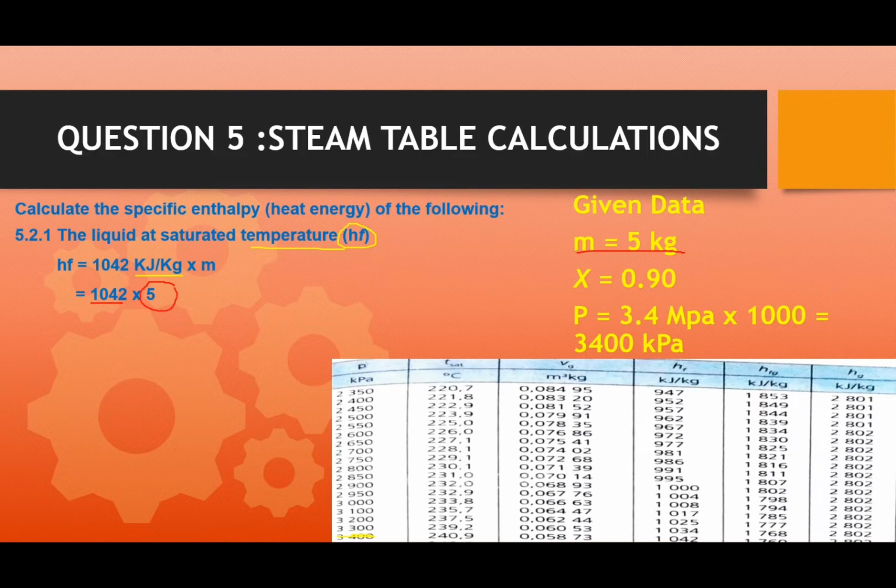So when you have a mass greater than 1 kilogram, you always take the heat energy that is calculated for the steam and multiply by the mass. So the correct answer that we should now have for the heat energy of the liquid at saturated temperature should be 5,210 kilojoules.